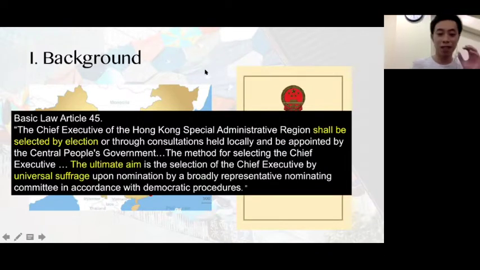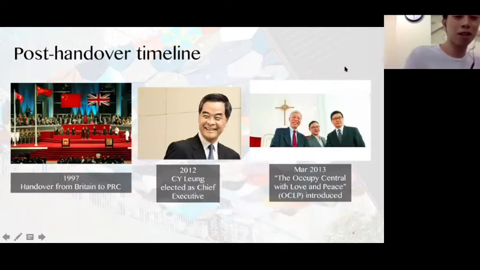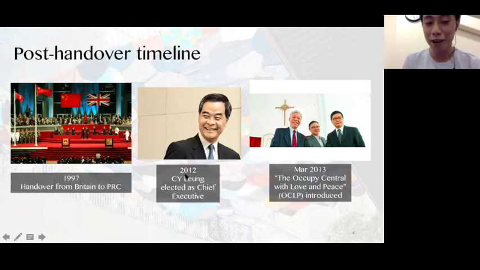So the goal of the democratic movement was to implement a free and fair electoral democracy. In 1997, Hong Kong was handed over from Britain to the People's Republic of China. Between 1997 and 2012, a lot of things happened. There were a lot of social movements, but I will have to skip them because of time.